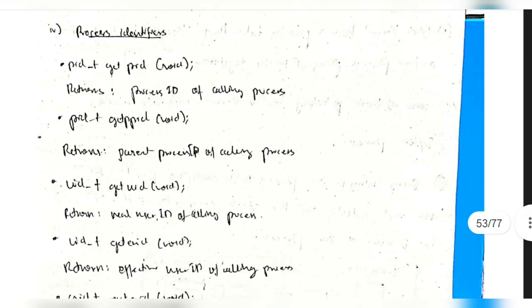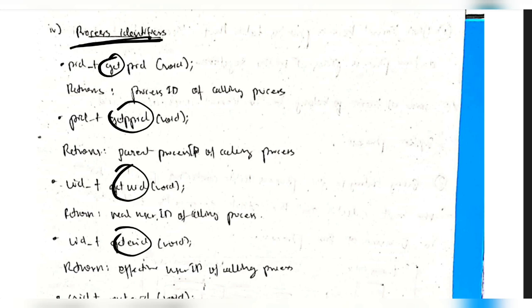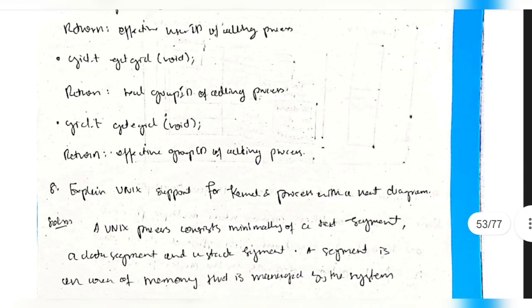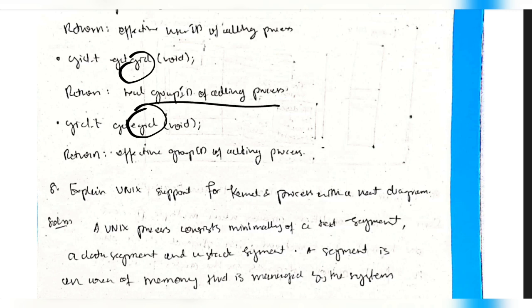The fourth question was about the process identifiers. There are a few process identifiers like getpid, getppid, getuid, geteuid, getgid, and getegid. You have to write what each of these means, and write an example for each.